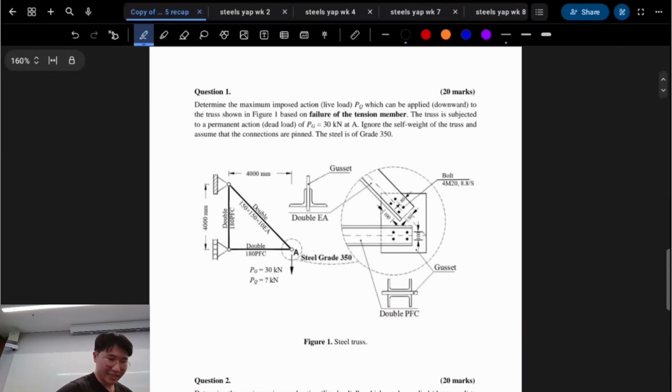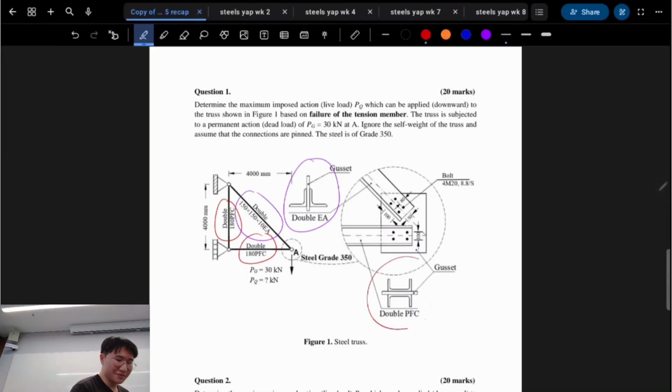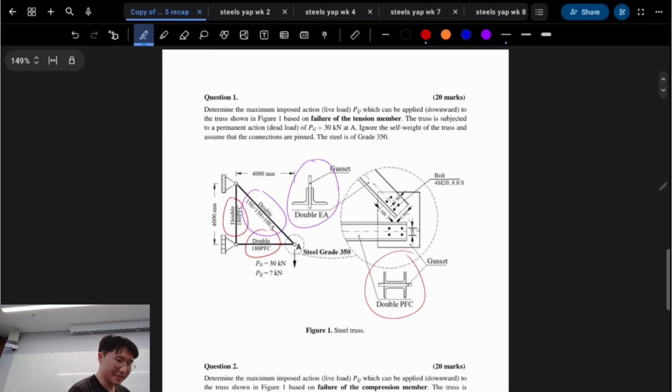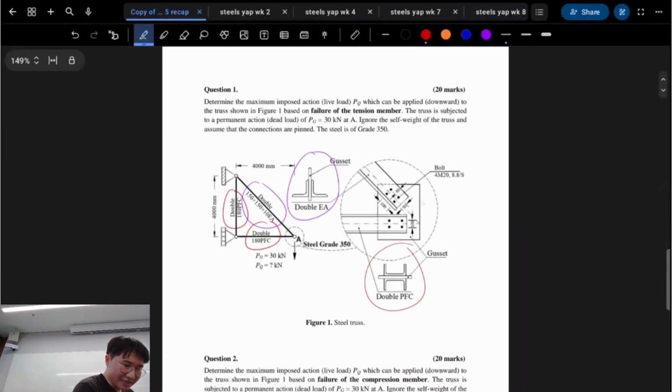There's a lot to take in. All of these have different cross sections. This one's double PFC, this one's double PFC. This one's double equal angle. So that's the double equal angle cross section. This one's the double PFC cross section. So immediately you're like, okay. It also gives you details on how the bolts are arranged. Now, why I say it's hard? Because nothing about this is particularly hard yet. Failure of tension member.